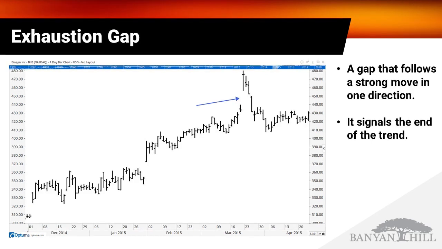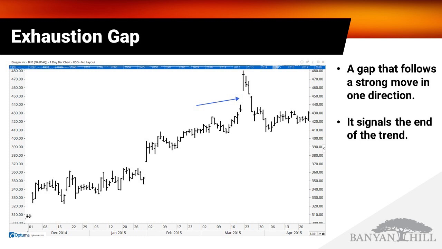An exhaustion gap tells us that's it. This is that same chart of Biogen that we looked at with the runaway gap, and here we have the breakaway, the runaway. The third gap is just exhaustion. This is again an earnings driven move, but it's just the end. Traders have run out of steam, so to speak.